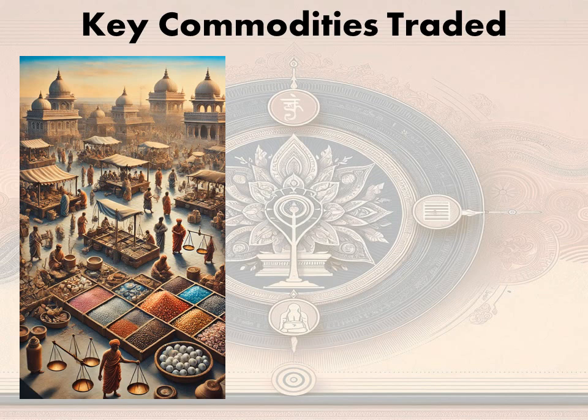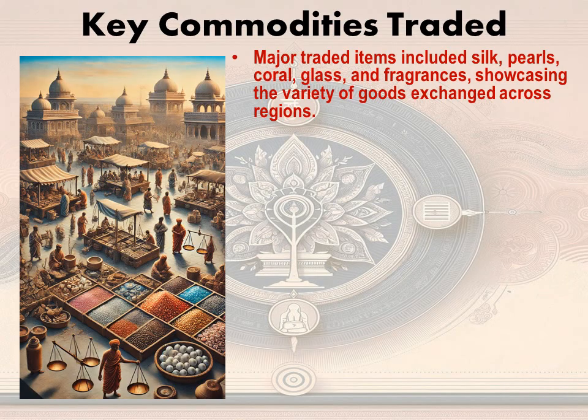Key commodities traded. What were the main things of trade? What were the main commodities of trade in the Indian subcontinent? Major traded items included silk, pearls, coral, glass, and fragrances, showcasing the variety of goods exchanged across regions. So, from this, we can understand that we were not specialized in a single craft industry. We used to have diversification in trading practices with commodities like silk, pearls, coral, glass, and fragrances.